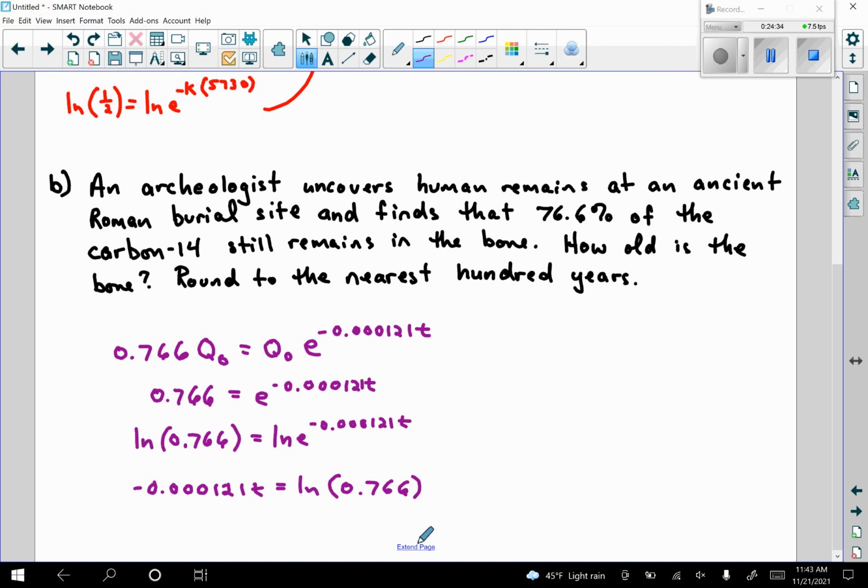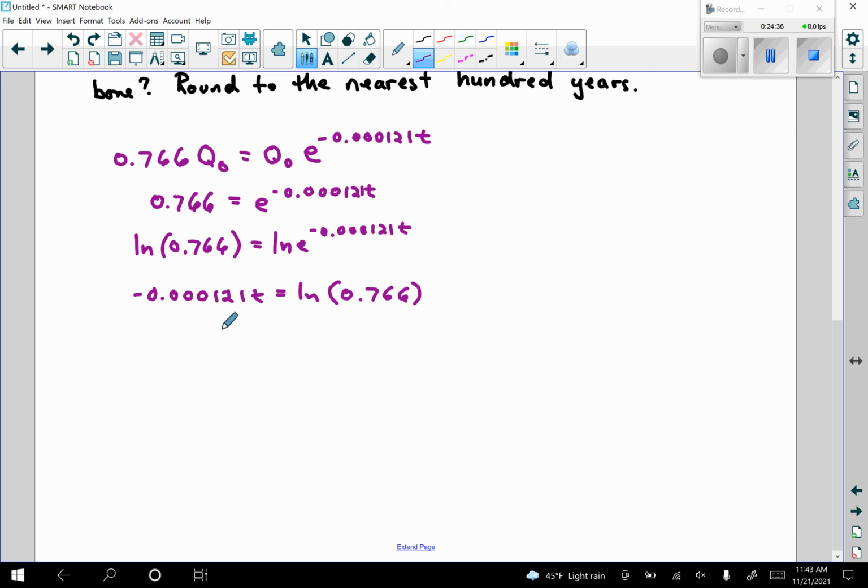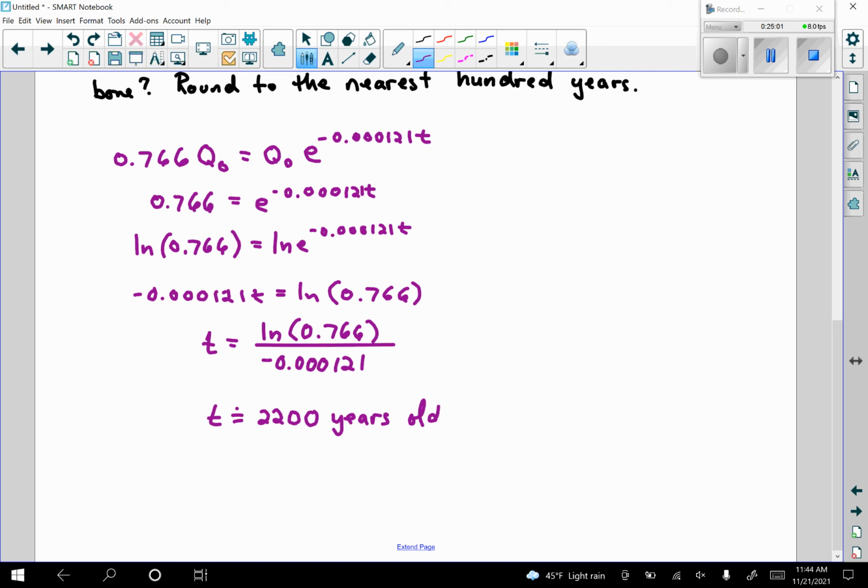I'll divide both sides by this decimal here. So t is going to equal the natural log of 0.766 divided by negative 0.000121. And this will be approximately 2,200. Not too bad.